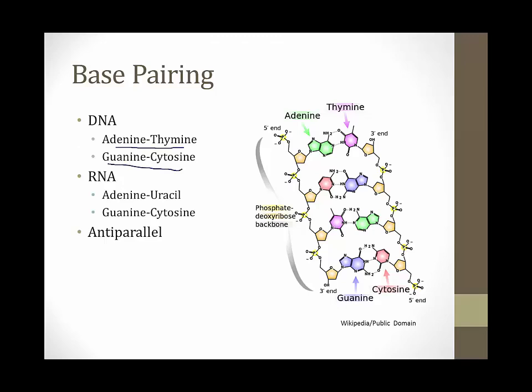In RNA molecules there is no thymine. Instead there's a base called uracil, and so uracil takes the place of thymine and pairs with adenine. Guanine still pairs with cytosine in RNA.